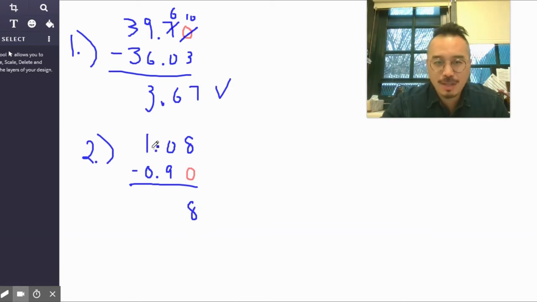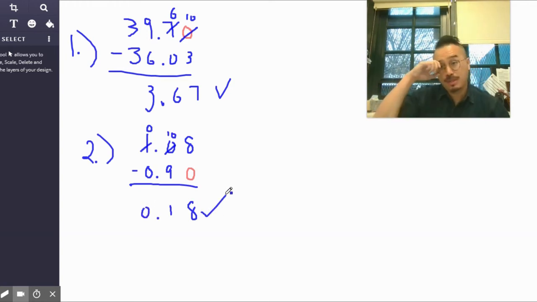Now, you can think like this, 10 minus 9. However, if you think singularly, you can cross this out, because you want to borrow the 1 here. So that makes that nothing, and this becomes a 10. So 10 minus 9 is 1. Bring the decimal down, 0.18. Okay, so again, if you don't understand it, just rewind and watch it again.